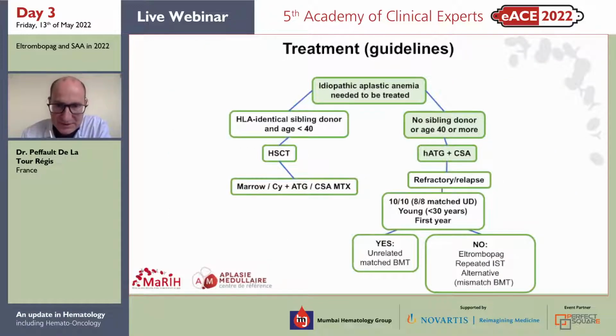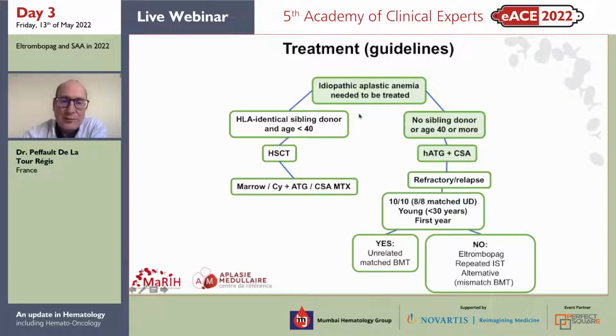So basically, I just would like to recap the place of eltrombopag in the algorithm of treatment of patients with severe aplastic anemia. As you can see here, it's coming after a sibling transplantation. So in other words, the first question which would arise in front of a patient presenting with severe aplastic anemia is if the age is less than 40 and if you have a sibling donor, then he has to go to transplant. There is no place for eltrombopag in that situation. The patient should be transplanted as soon as possible.